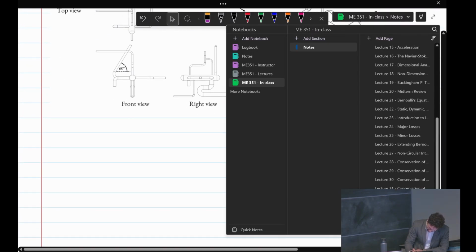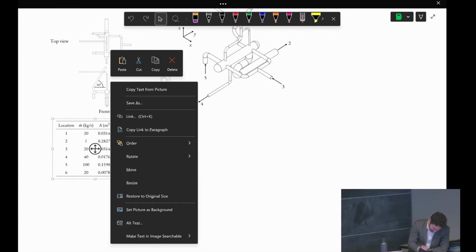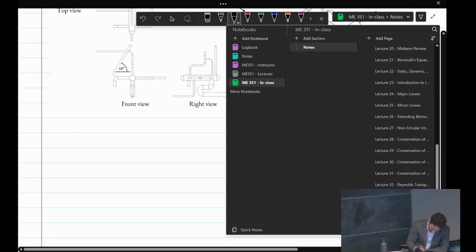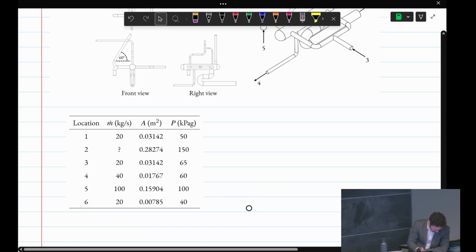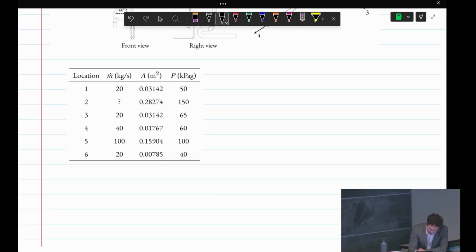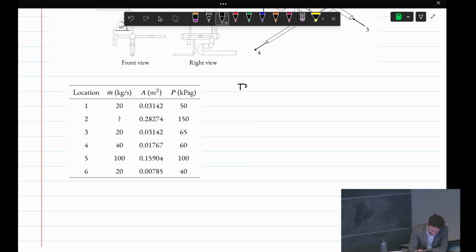So I also gave a tabulation of a bunch of different pressures and flow rates in the system. The question asked us to determine this m dot, so the question said determine m dot 2 and the net force.